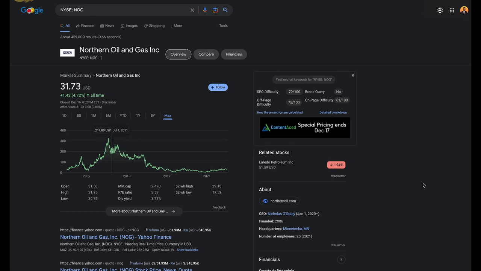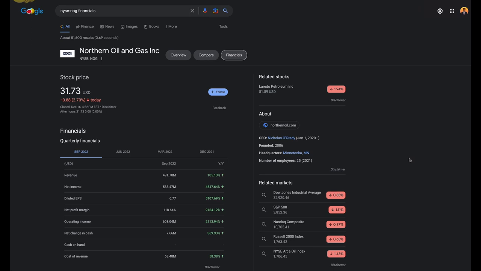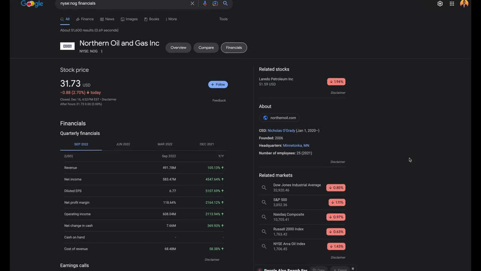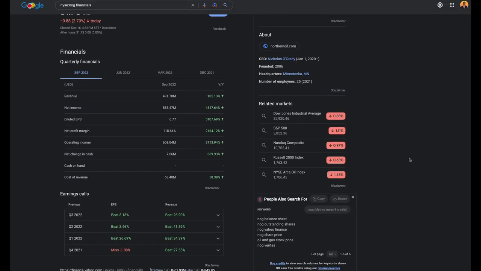Northern Oil right now is currently trading at $31.73. It's only up 4.72% all time. It does pay a nice dividend of 3.78%. The PE ratio is 3.53. And let's look at their balance sheet, their financials for the quarterly finance.